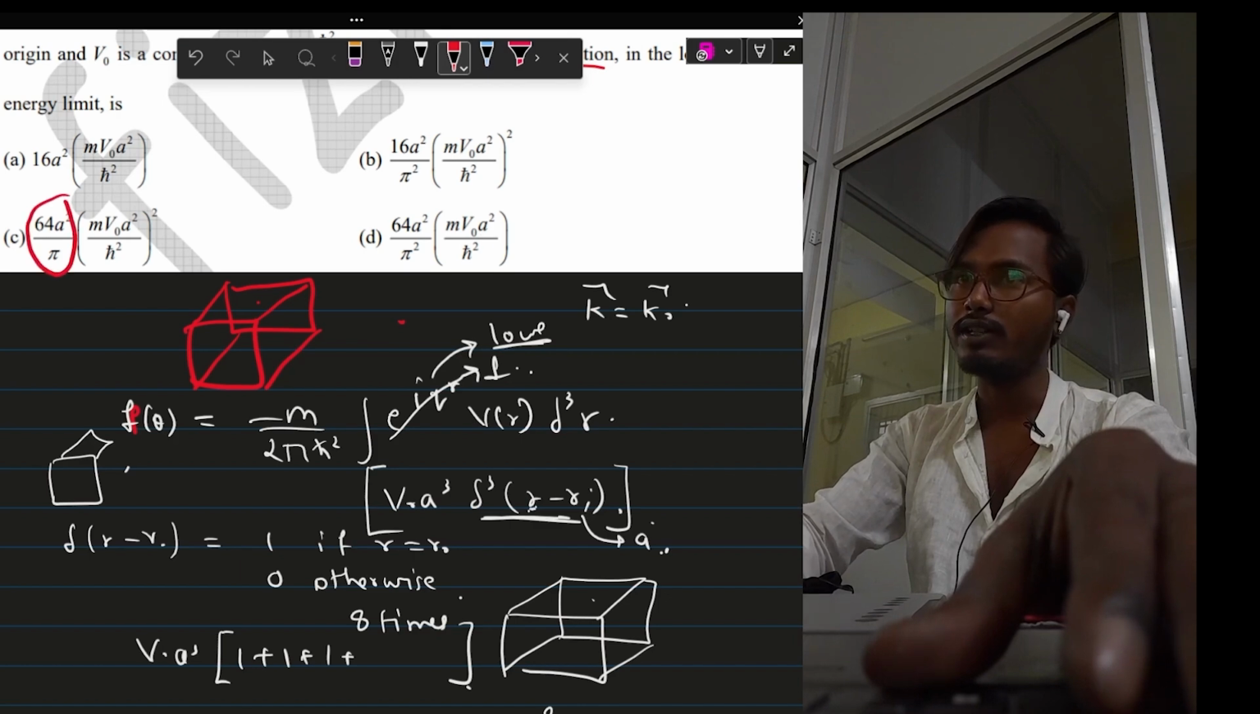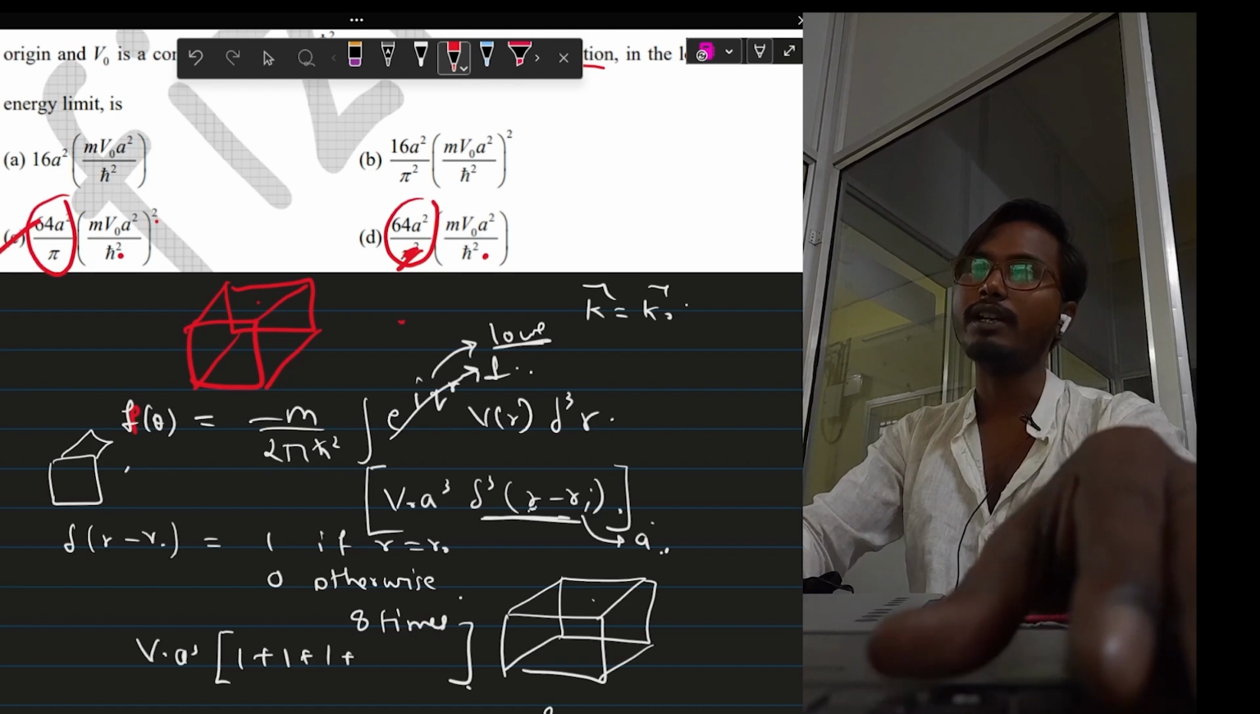This term is right, this term is pi square, not pi square. And we have h raised to power 4. Here we have only 2. So this answer will be correct.